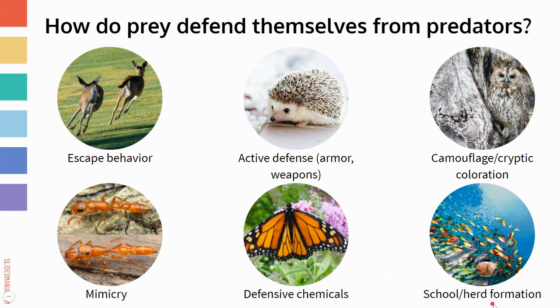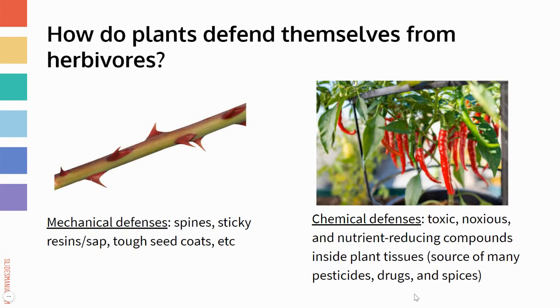And then finally, we also have school or herd or flock formation. So basically moving around as a group. And statistically, you're just less likely to be eaten if you're one of 100 or one of 1,000 instead of just wandering around all by yourself. It also means there are more organisms to scout for predators in the area.